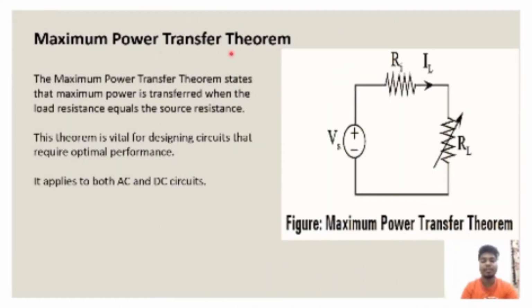Maximum power transfer theorem. The maximum power transfer theorem states that the maximum power is transferred when the load resistance is equal to the source resistance. This theorem is vital for designing circuits that require optimal performance. It applies to both AC and DC circuits. Let us understand the circuit. Vs is the voltage source, Ri is the internal resistance of the source, IL is the current flowing through the load. Next, RL is the load resistance connected across the circuit.